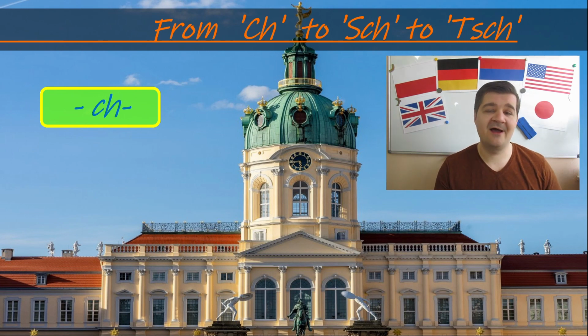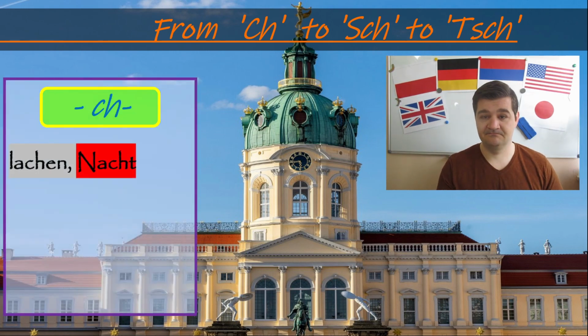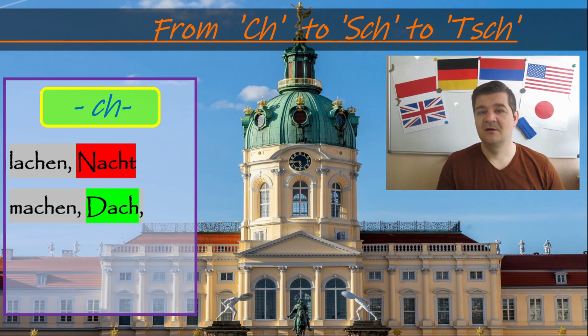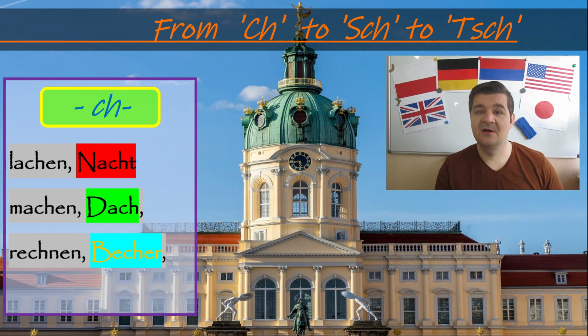Here we go. We have, for example, lachen and die Nacht, which means to laugh and the night. We have machen, or das Dach, which means to do or to make, and the roof. Then we have, for example, rechnen and der Becher, which means to count, and the cup.